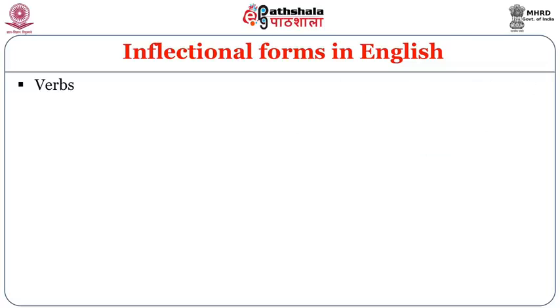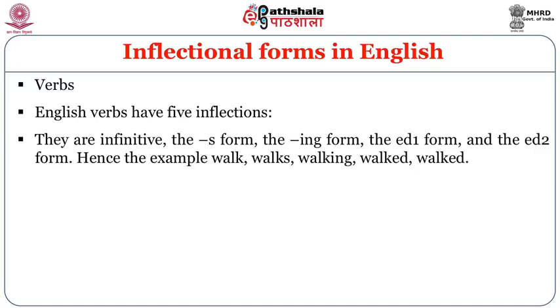Now in the case of verbs, English verbs have five inflections. They are the infinitive, the s form, the ing form, the ed form and the ed form in the second participle. Hence the example: walk, walks, walking, walked and walked.